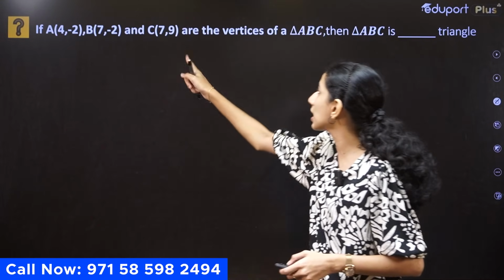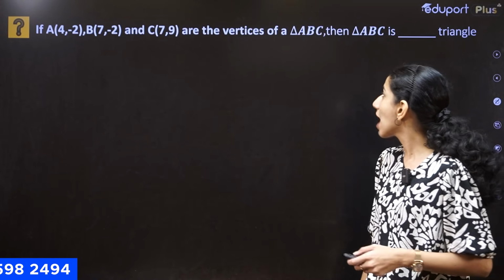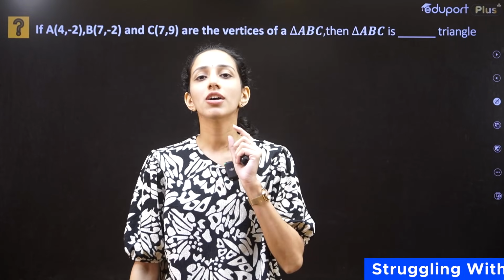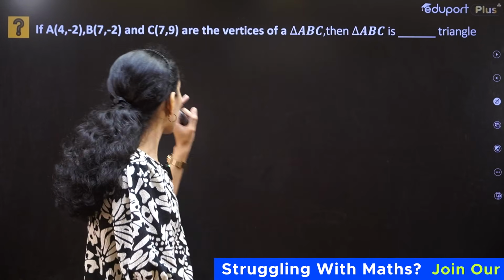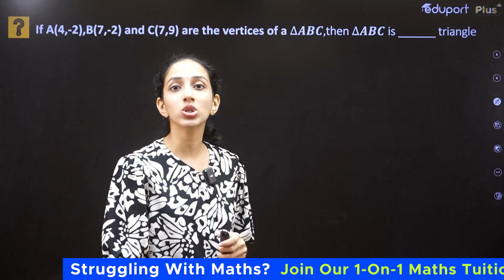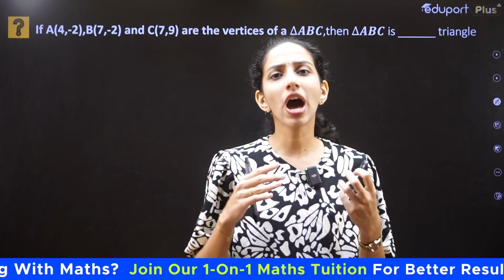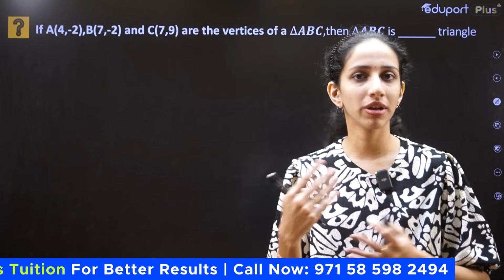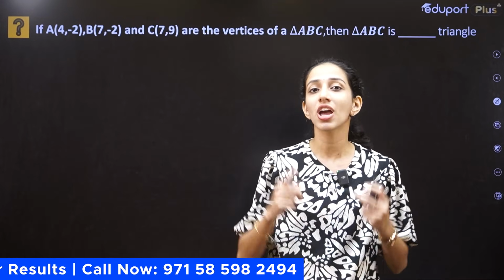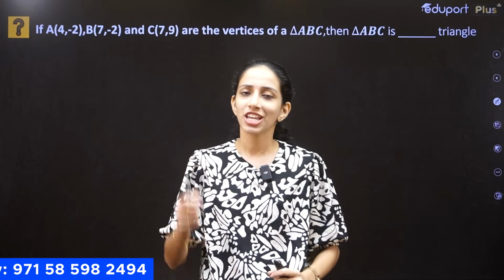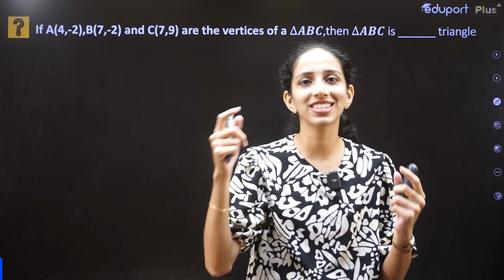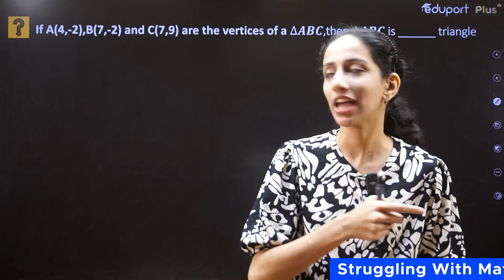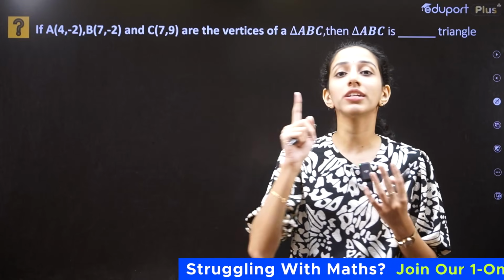Here we have 3 points A, B and C, which are the vertices of triangle ABC. Actually, this question is from your CBSE board exam question paper. Triangle ABC is what type of triangle? We have already discussed several types of triangles, according to their sides and according to their angles. Here we need to find which type of triangle it is. We only know the distance formula for when we have the coordinates. So the question is to find the type of triangle.